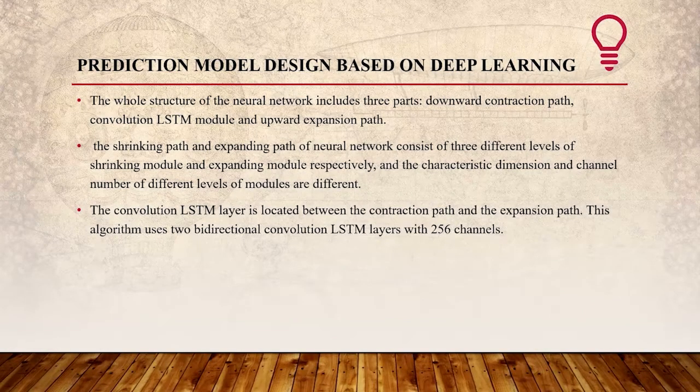The upsampling layer is equivalent to the reverse process of the pooling layer, and the template size is also 2×2. The maximum strategy is adopted. Every time it passes through the upsampling layer, the number of channels is halved. The number of channels in the 3 levels of the expansion path is 128, 64 and 32 respectively.